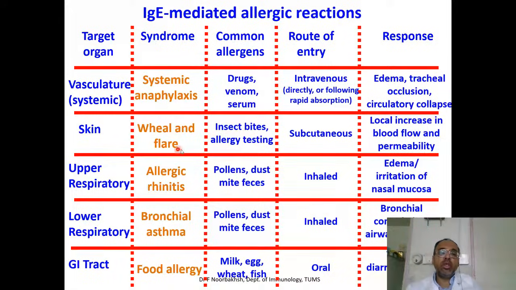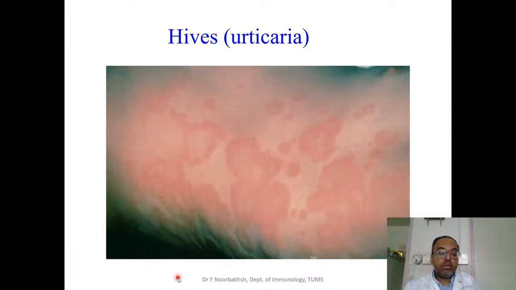The second form was localized skin allergy. The third form was the allergy in the respiratory system, but the upper part of the respiratory system. In the case of allergic rhinitis, you don't have difficulty in breathing. It will be just a runny nose and increased nasal secretions. But in the lower part of the respiratory tract, we have bronchial asthma, which can lead to dyspnea, basically difficulty in breathing due to bronchial constriction. And finally, we have food allergies. So I'm going to show you some pictures of these manifestations.